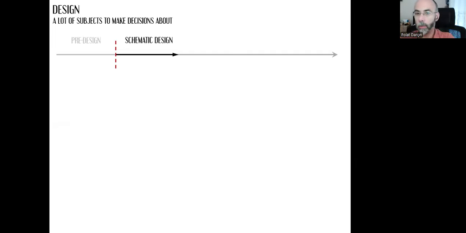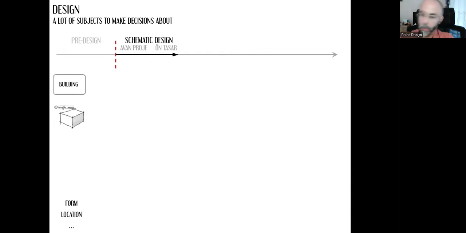After that, we can move on to the schematic design. In Turkish, we call it avant-projet. That's a French word, and the Turkish translation is ön tasarı. In the United States, they call it the schematic design. In this stage, we are mostly making decisions about the building, the form, the location, the masses, their positions, their directions. At this stage, we mostly make sketches.